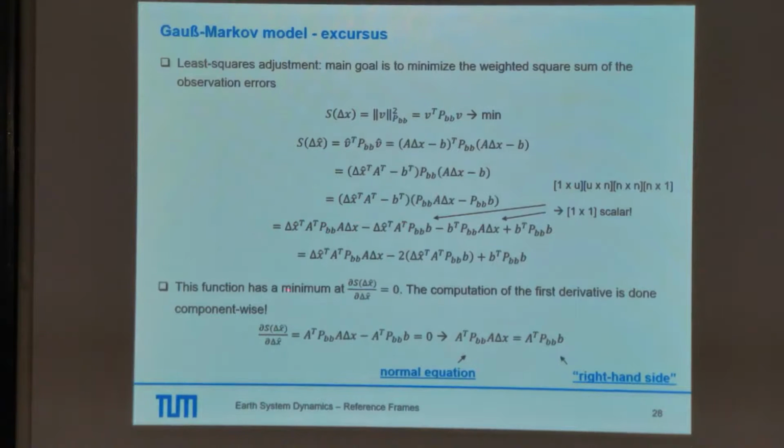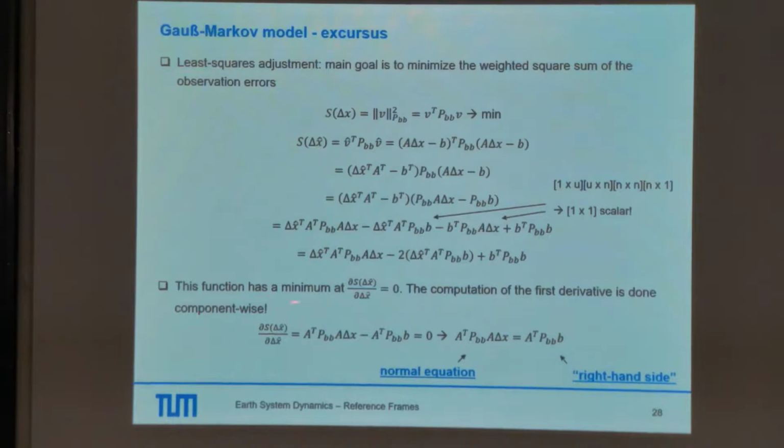This expression, and this function has a minimum when the first derivative is 0, so the computation of the first derivative is done component-wise, and what you end up with is this equation here. The left-hand side is the normal equation, and the right-hand side is called the right-hand side. Not so important. You can try to follow this at home.